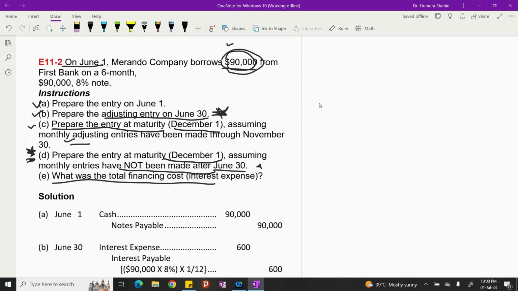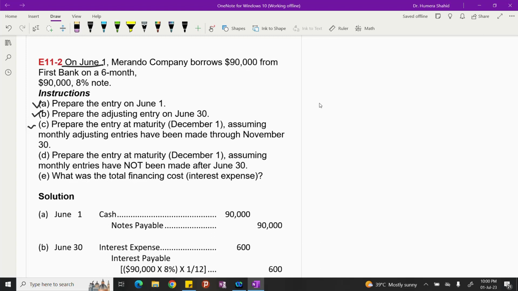For the borrowings, financing cost is the interest you pay. Okay, so for notes payable, the extra money you pay, that is interest, is the financing cost for you. So whatever interest calculation we do altogether for this question, they all will be considered as financing cost. Let's start from the first journal entry, June 1st, the borrowing happened, 90,000. So cash gets debited, notes payable gets credited, 90,000 and 90,000.